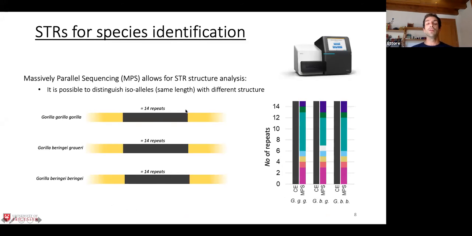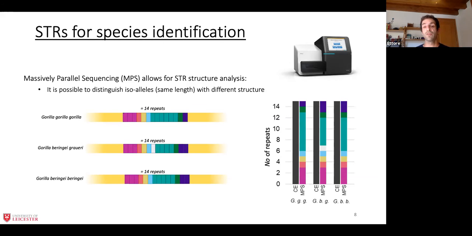So here, for example, I've been analyzing 3 different individuals belonging to 3 different species of gorillas. And if I use the length-based information only, that derived from capillary electrophoresis studies, I can see there's no difference across my samples. So it's impossible for me to distinguish these samples, let alone assign them to the correct species. With the development of massively parallel sequencing, however, or MPS, I can now access STR structure information, and I can perform a more detailed analysis.